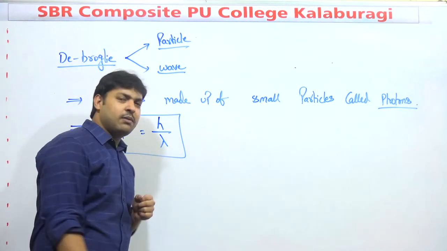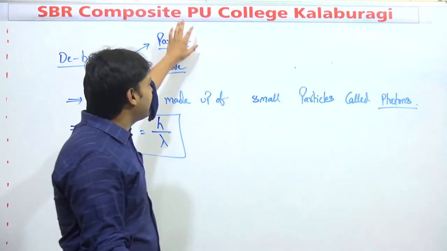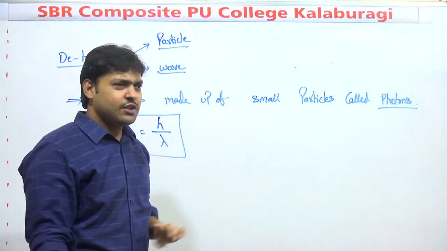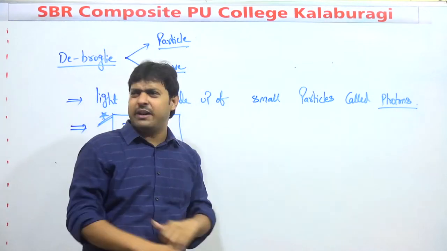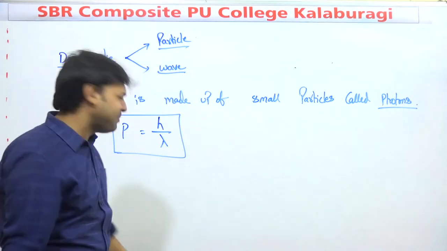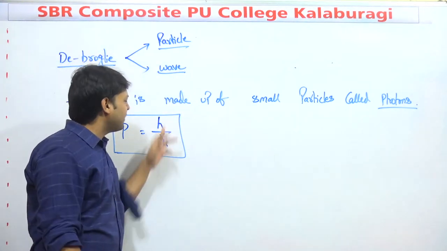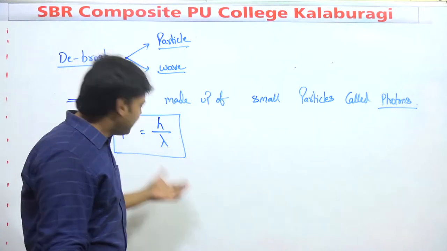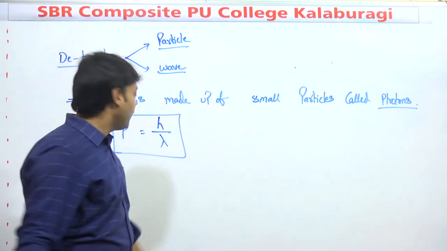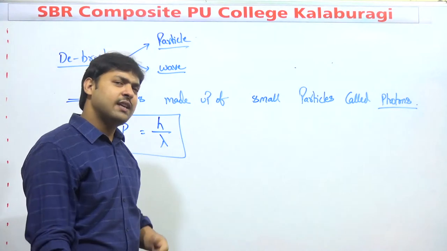Now, this formula you can apply either for the particle nature or for the wave nature. So they did big theories, big experiments and they are fighting. He said with a simple formula, why are people fighting? See, momentum is equal to h by lambda. With this formula, if you want the particle nature, you can. If you want the wave nature, you can. So how is it possible?